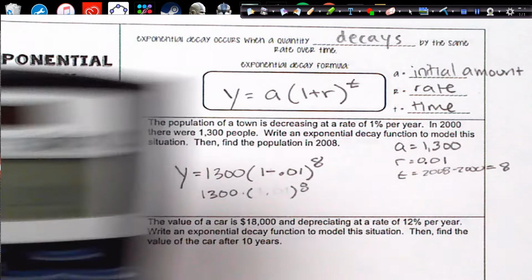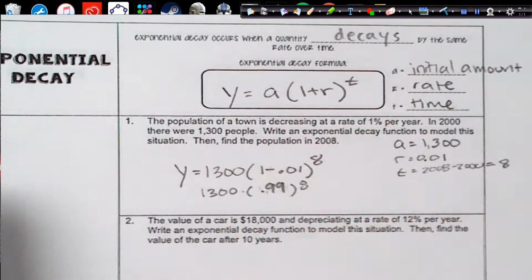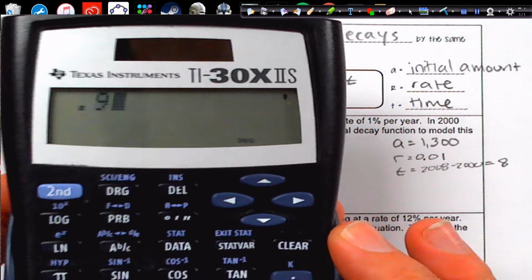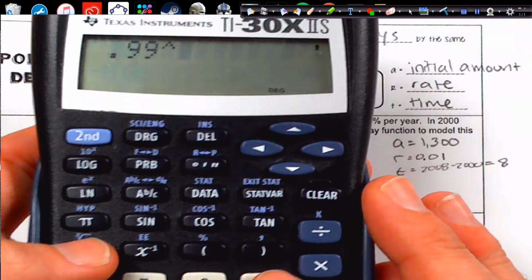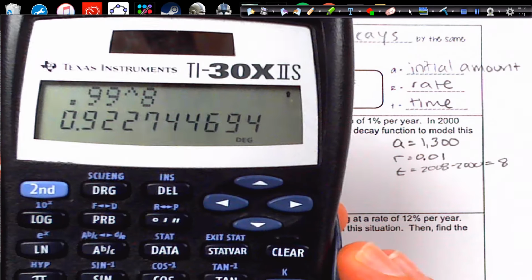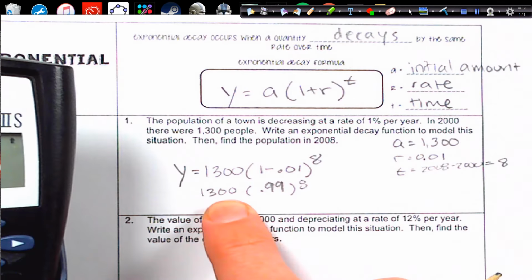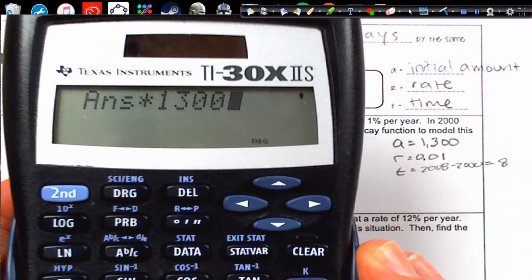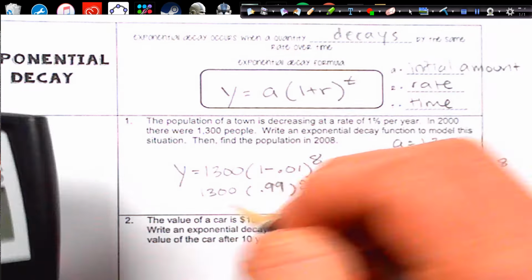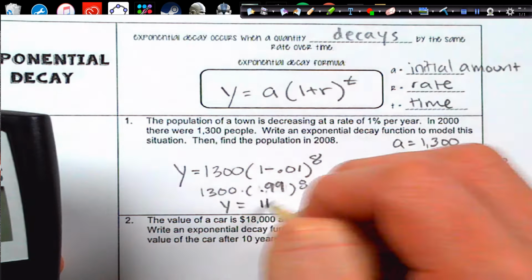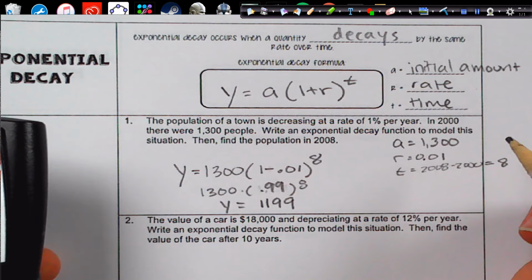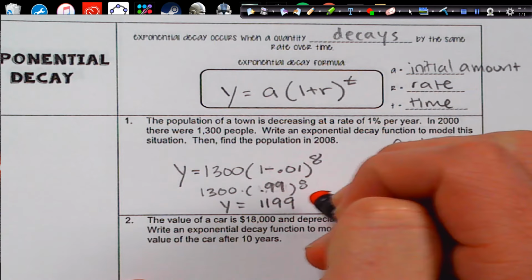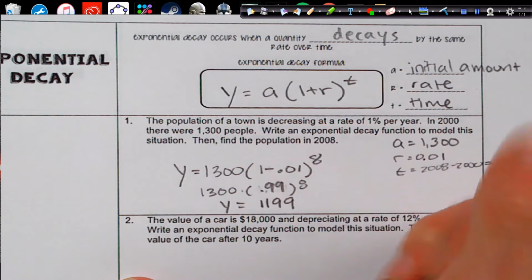We get 0.99. And we're going to raise that to the 8th power. There we go. Use our caret symbol. Sorry, 0.99. And I'm going to use my little caret symbol to the 8th power. And we get that big number. And then I'm going to multiply that times 1,300. And we get y equals 1,199. Now we're talking about people, so I'm not going to have a 0.5. So we'll just go ahead and round that to 1,199 people.